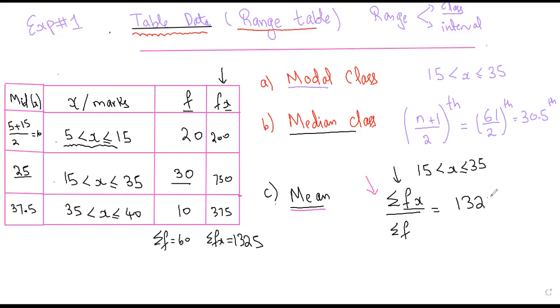Okay. So I'll plug in the values. It is 1325 divided by 60. So mean is going to be 22.08. This is going to be the answer. Okay. Anything that you have not understood?